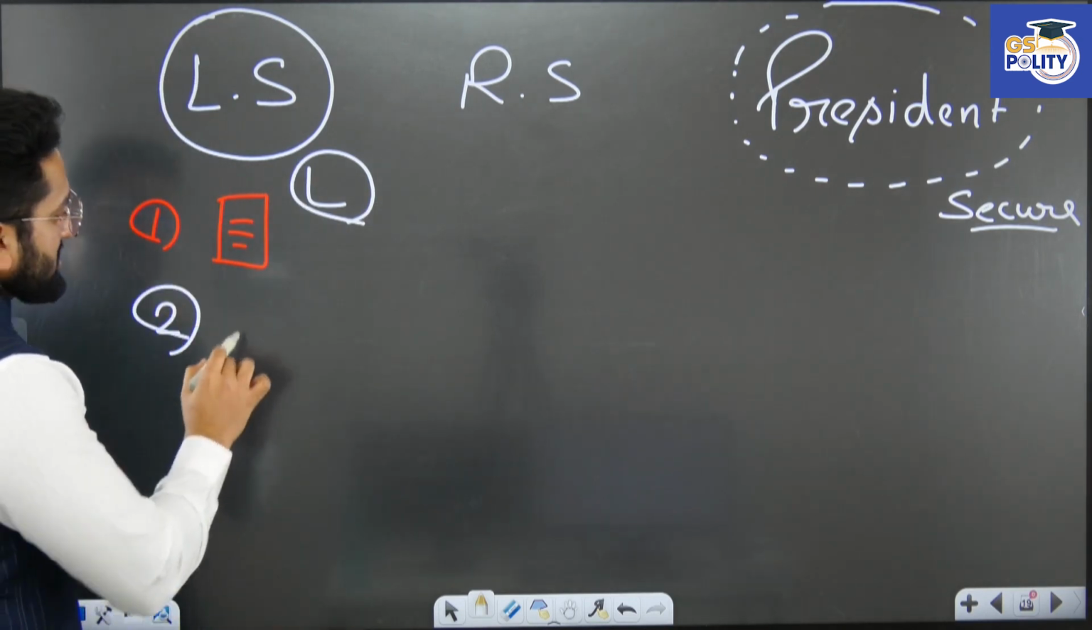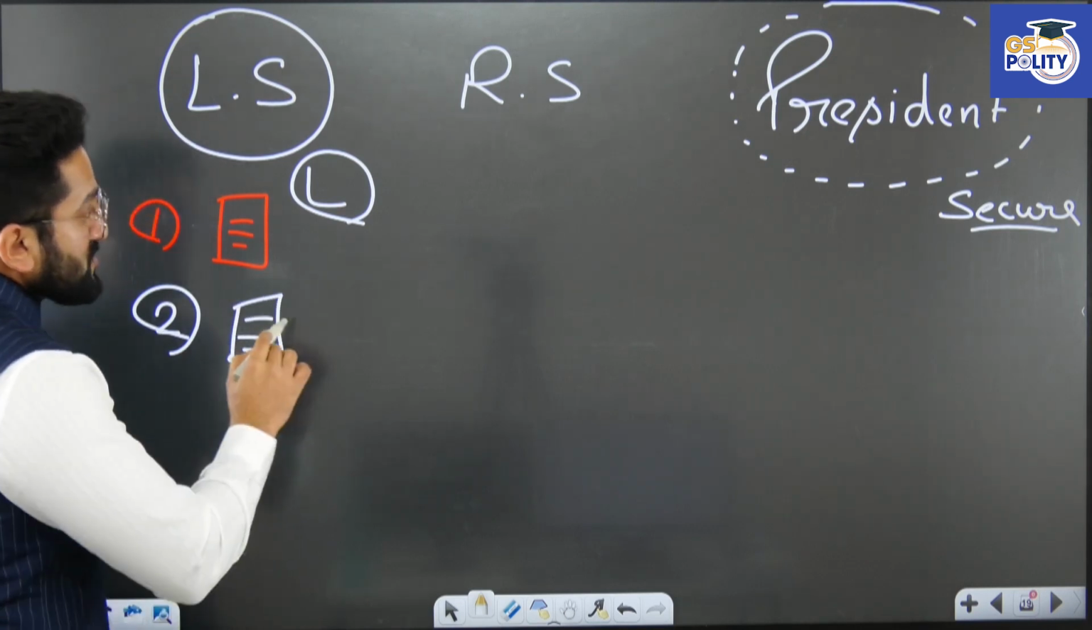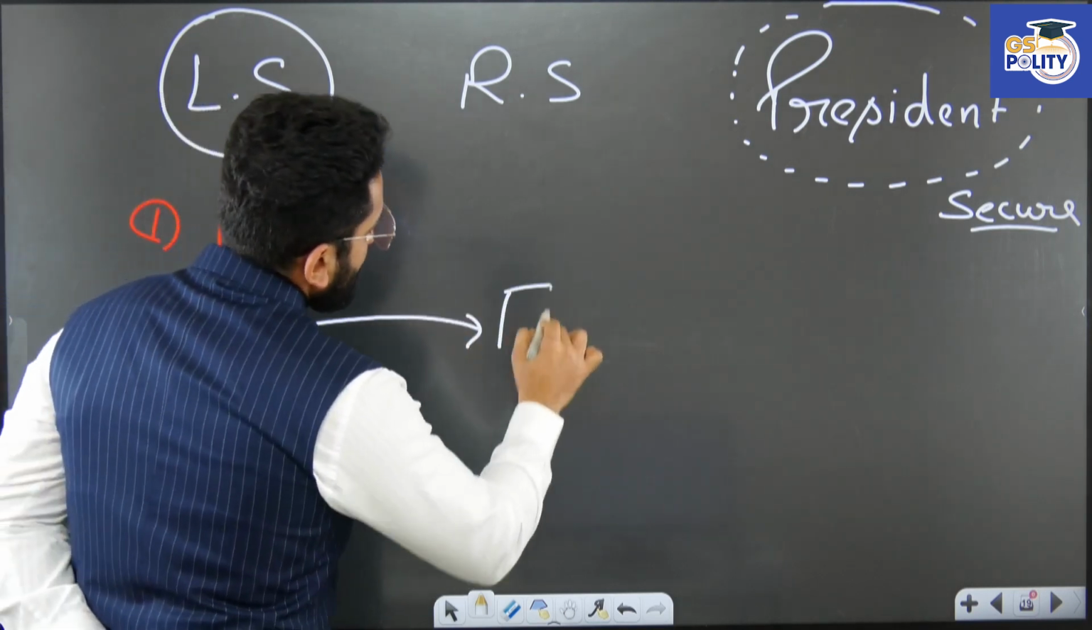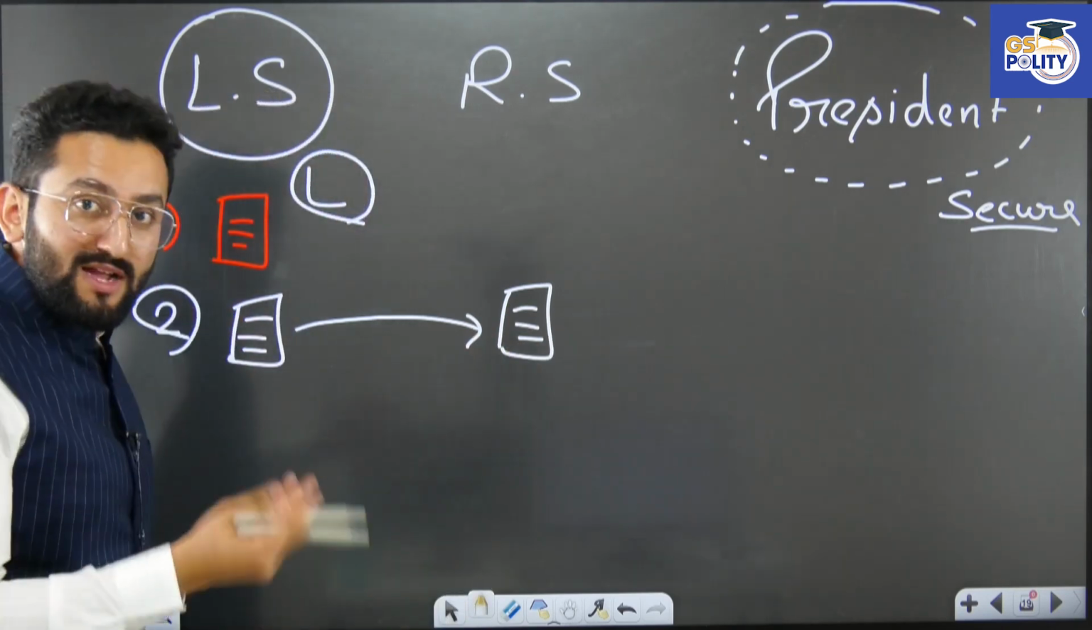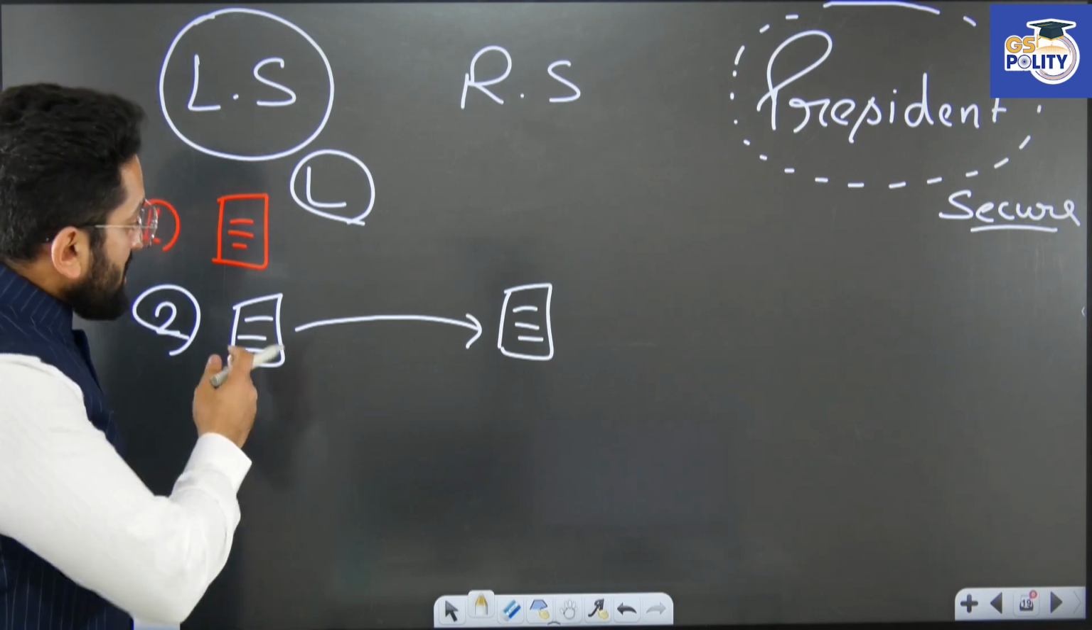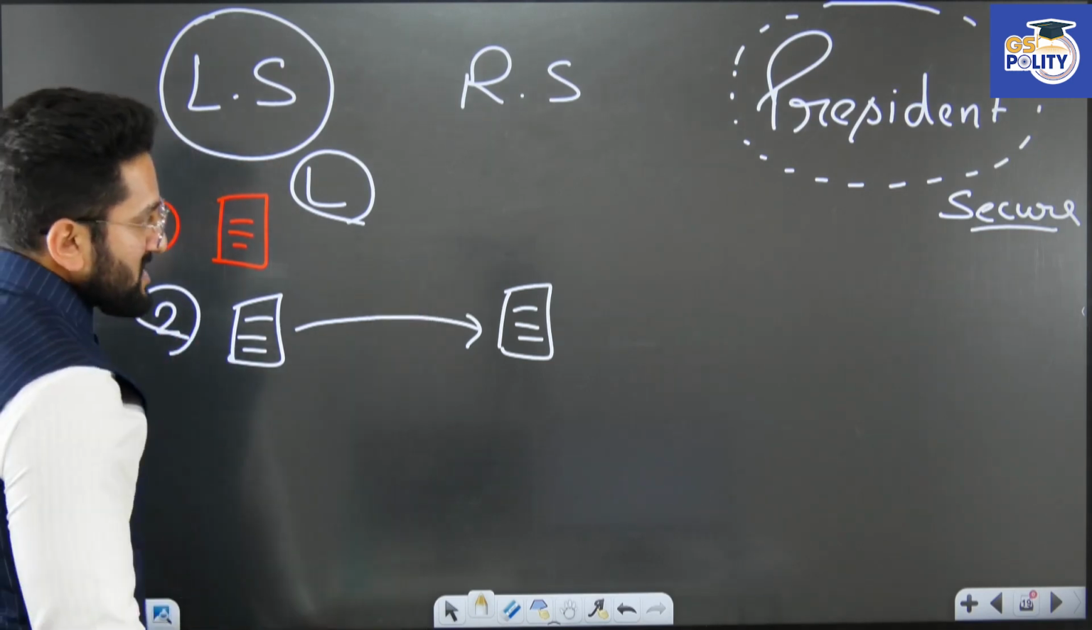Now the second case. The bill was passed by Lok Sabha, presented before Rajya Sabha, and now Lok Sabha has lapsed, because all the cases are with regard to Lok Sabha lapse. So Lok Sabha lapsed. Now what is going to happen with this bill?